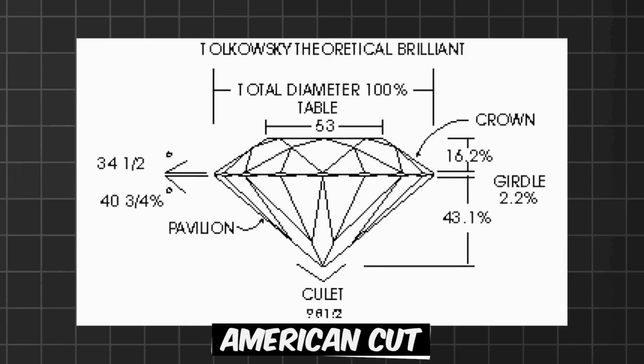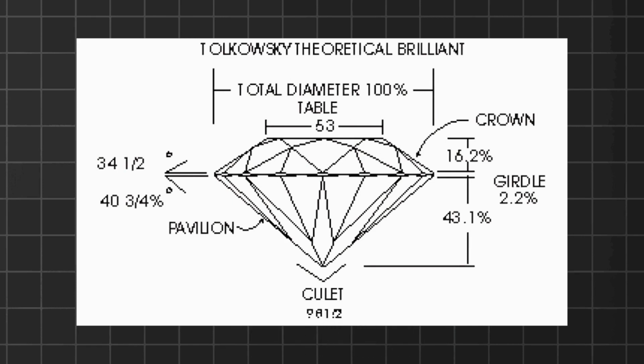American cut. A brilliant cut developed by Henry D. Morse and other American cutters and generally confirmed in the dimensions calculated by Tolkowski near the beginning of the century. It has a higher crown and smaller table than the European cut. This right here is the crown and the center part is the table.